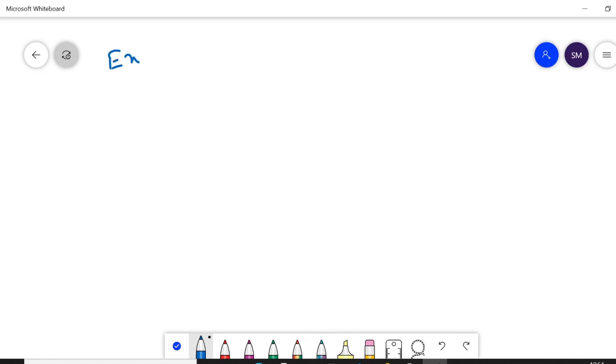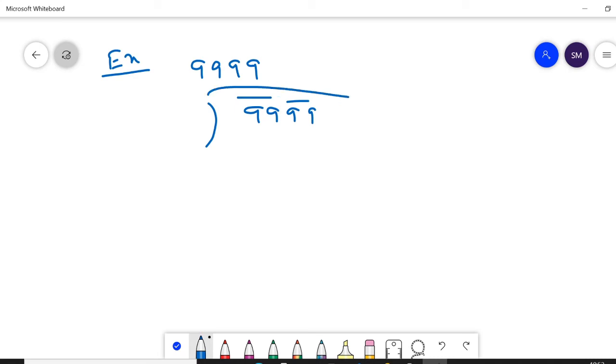Take another example. Find the greatest 4-digit number which is a perfect square. At first think, what is the greatest 4-digit number? The greatest 4-digit number is 9999. Then try to find out the square root by long division method. At first 9999 is not a perfect square. We have to find out the greatest 4-digit number which is a perfect square.